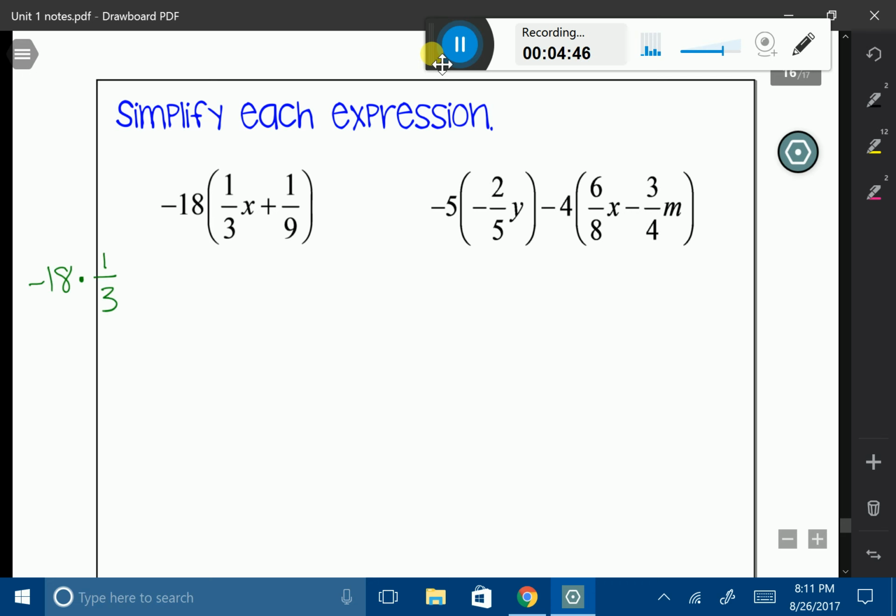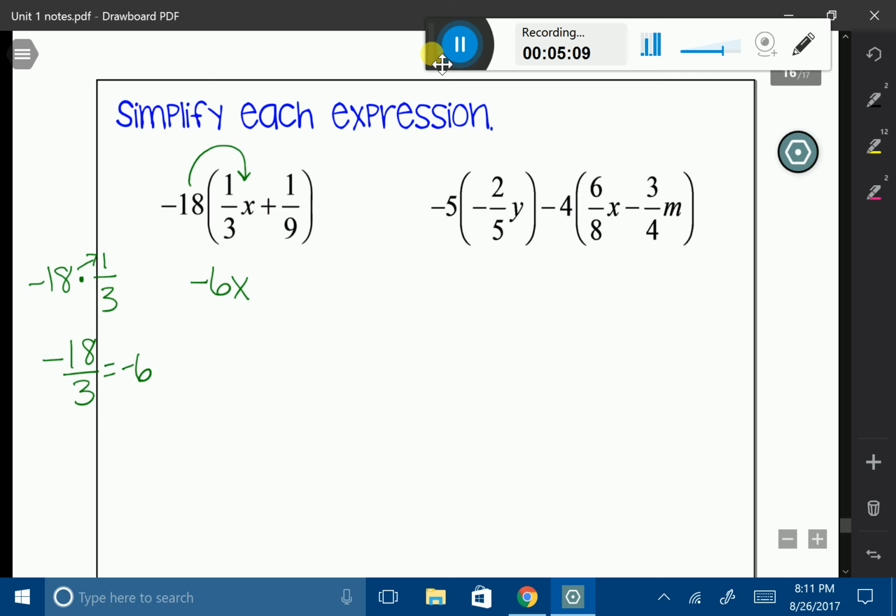Remember what we talked about. Take that negative 18 and multiply it by the numerator. So really it's going to give me negative 18 divided by 3. So that's nice and easy, right? That's going to be negative 6. So when I distribute that negative 18 into this fraction, it's really not bad. It's just going to be negative 6x.